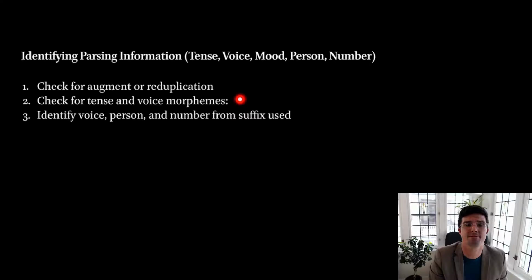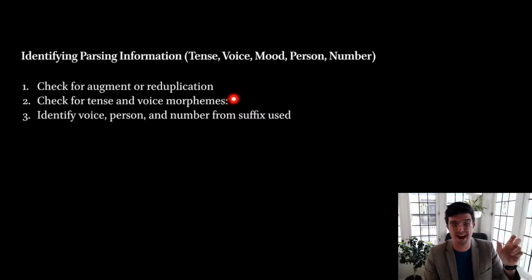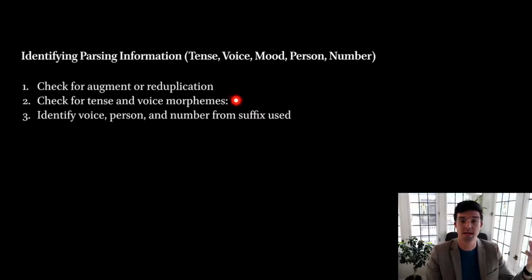And then you check for tense and voice morphemes. That is whether there's a passive voice morpheme or an aorist or perfect tense morpheme, something in the middle of the word that comes after the lexical morpheme, that tells you more about either the tense or the voice of the morpheme. That's going to sort of further narrow down your parsing information.